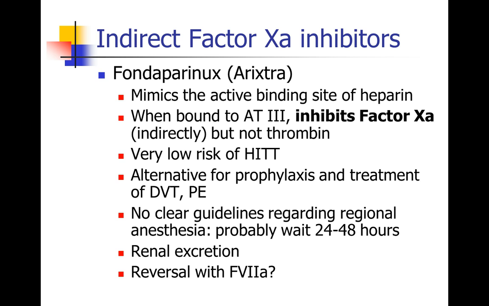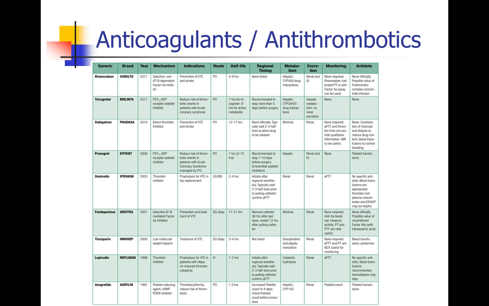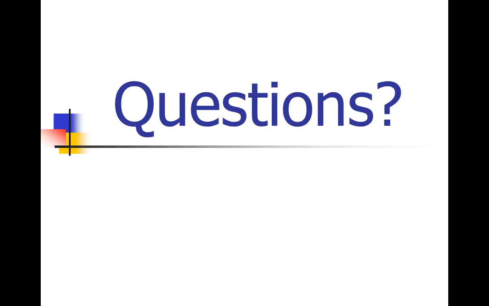There's really no data about how long these drugs need to be stopped before you can do regional anesthesia. Most people wait 24 to 48 hours. They're excreted renally, and reversal may be best with factor 7A. Here's that chart I was talking about that just has a list of a number of different anticoagulants and antithrombotics, and this is in your notes just for your reference. Take a moment if you have any questions you want to jot down, and then we'll move on.